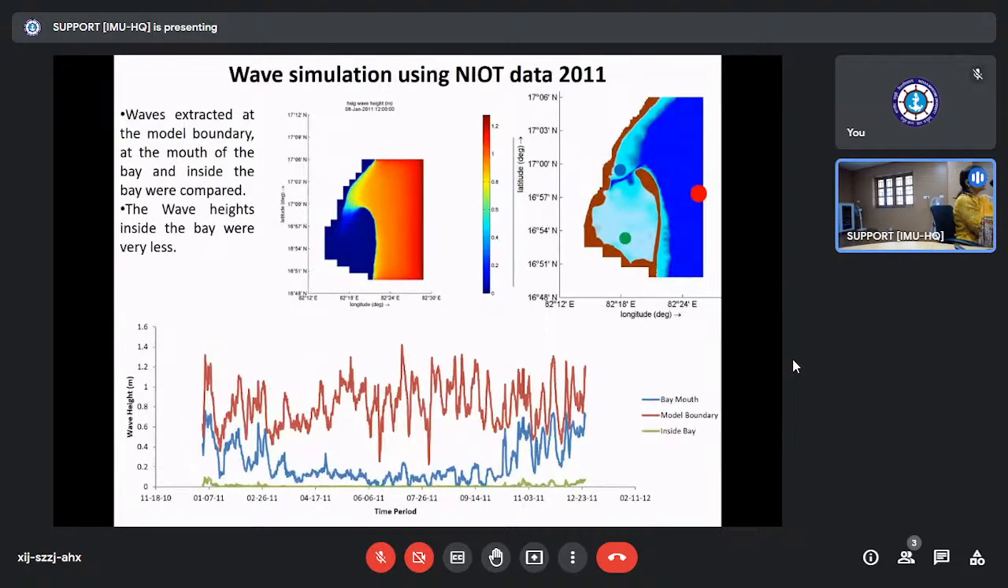These are the waves that are being simulated using NIOT model data. Waves were extracted at the model boundary, at the mouth of the bay, and inside the bay, which showed that very small wave heights were coming inside the bay. In the graph we can see the green line shows that the wave heights inside the bay are very small, which led to the decision that, since very few waves are coming inside the bay, the first variant of this 100-year simulation was taken where only tides were taken into consideration.